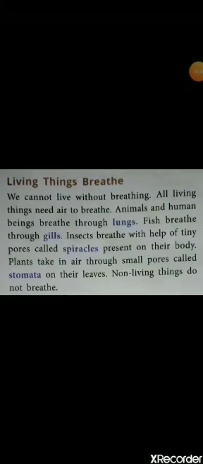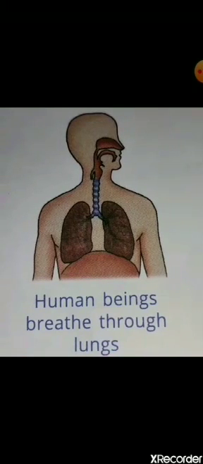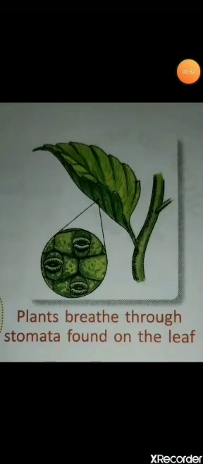All land animals and humans breathe through lungs. Fishes breathe through gills. Insects breathe through air holes called spiracles. These spiracles are present on their body. Plants breathe. They breathe through tiny pores called stomata. These stomata are present on the surface of their leaves. While non-living things do not perform any of the body functions and therefore they do not breathe.